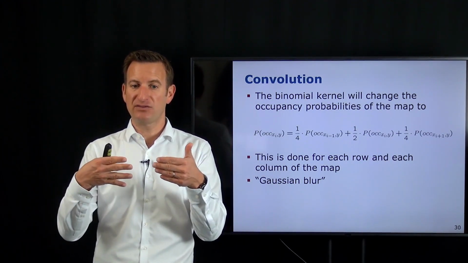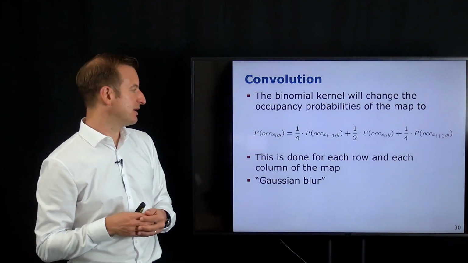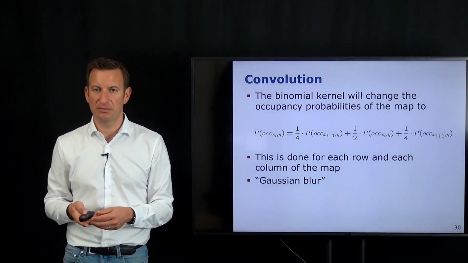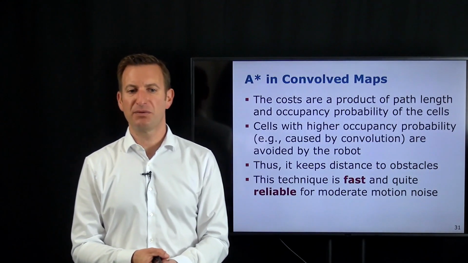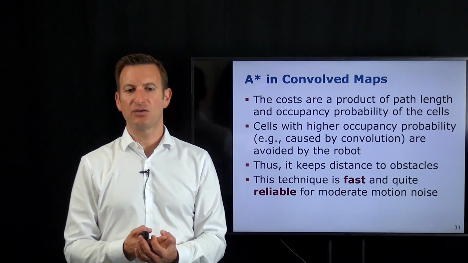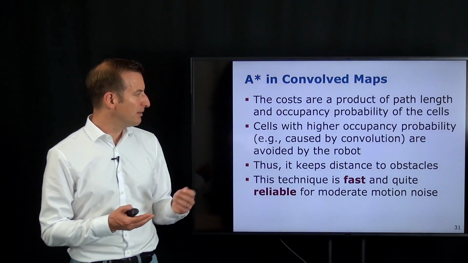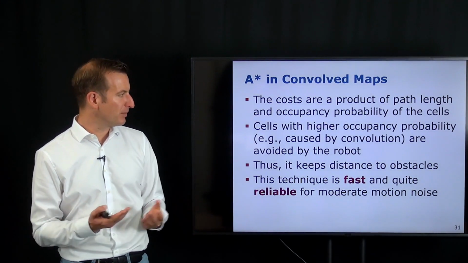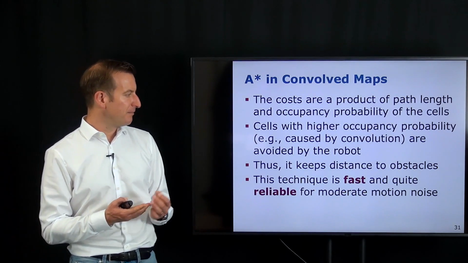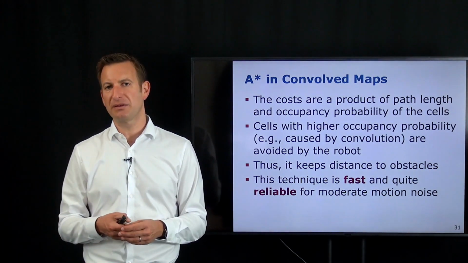Unless you have a very narrow passage where the system can't pass by otherwise, then the system will actually drive through this narrow passage. So what we're doing most of the time is performing the A star in this convolved grid map. This will produce paths which are slightly longer because we are making a small detour around occupied or probably occupied cells.